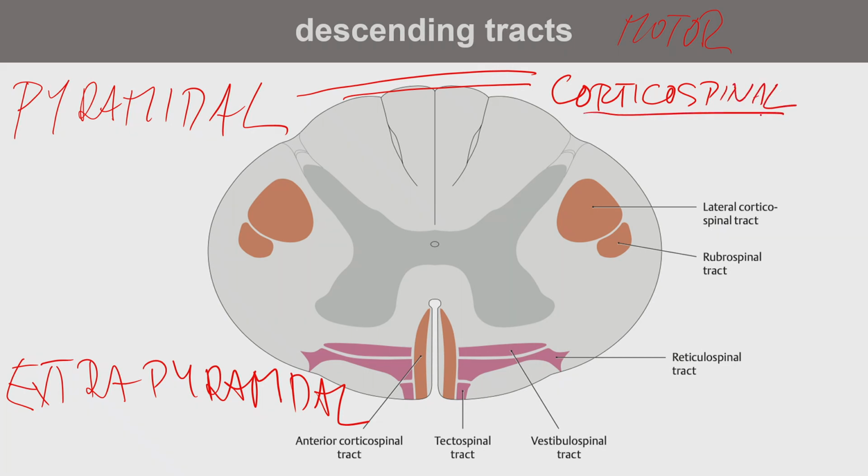Why are they called this? Because we have great pyramidal neurons with one long axon. This long axon ends somewhere here. We have two corticospinal tracts in the spinal cord. One is lateral and one is anterior.